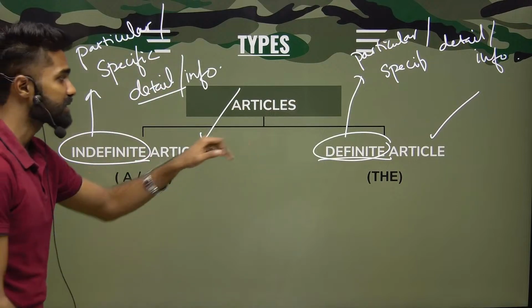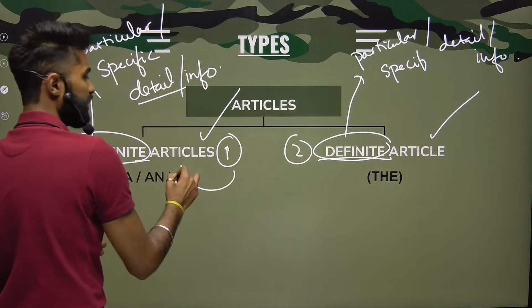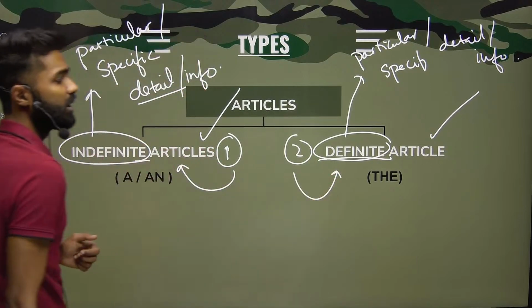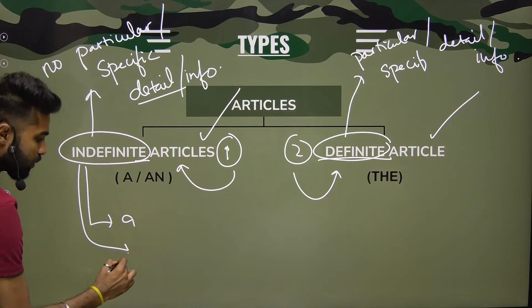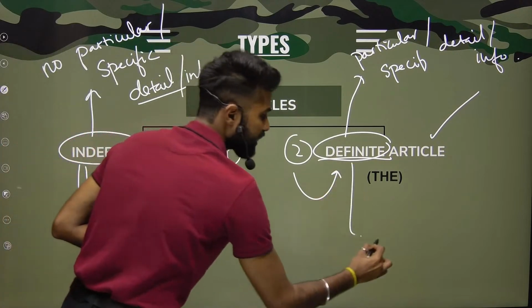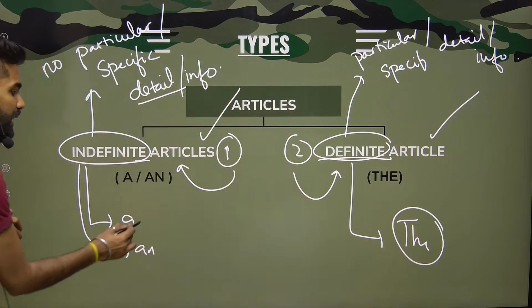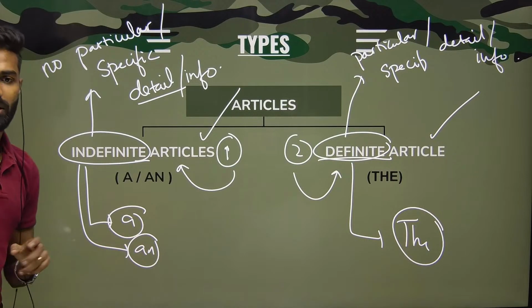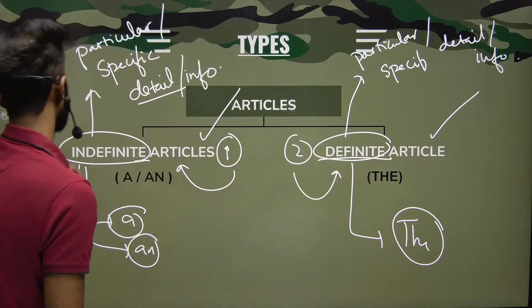So English has two types of articles: one is the indefinite article and another one is the definite article. Under indefinite article, we have a and an. Under definite article, we have only one article, the, so totally we have three articles. That's it. Okay, these are the types of articles. Now let us try to understand what these types are.